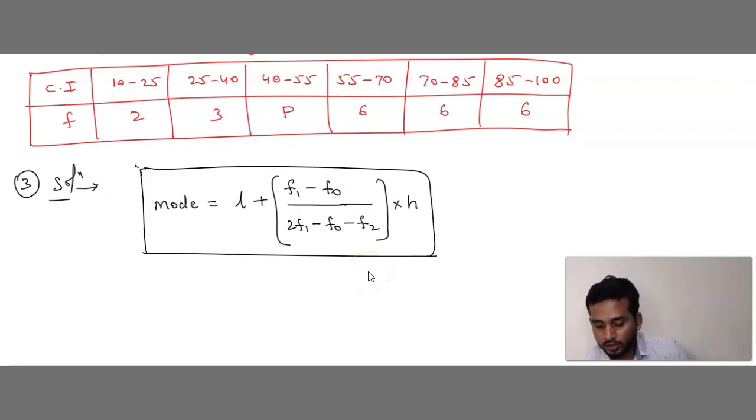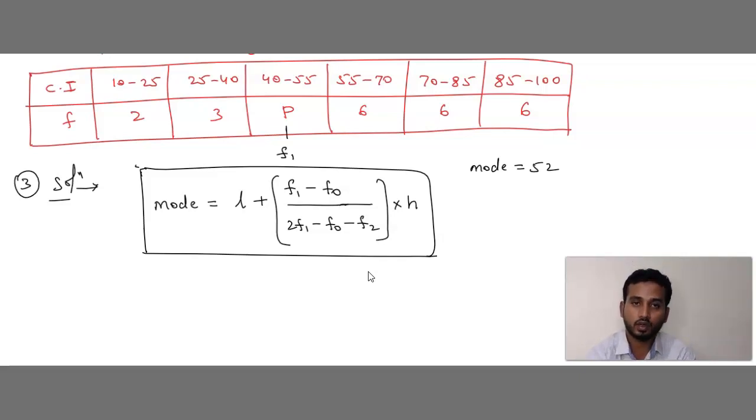Here he has given mode as 52, right? Mode value 52 he has given. So we don't know who is highest, right? We cannot take 6 as highest because all three are 6, 6, 6. So which 6 will you consider? Again there is a tie, because apart from 6 there is no other number. So what we do here, we take F1 as P itself. We take F1 as P, and this is F0 and this is F2.